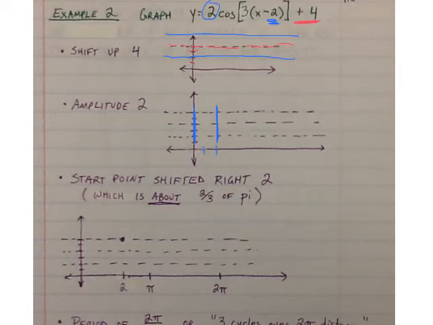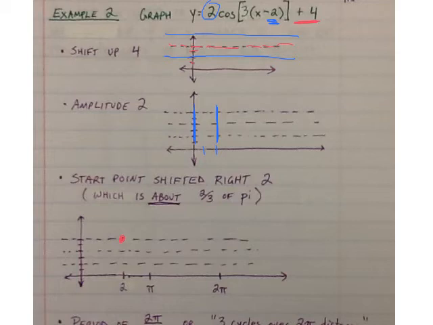And so it might look something like this, or maybe it's stretched out a little bit more and looks like that, or maybe it's really stretched out and it looks like that. We're going to deal with this stretch on the next step. So I've got the start point established. I've got my max and min lines and my center line. Now we're going to talk about the stretch.